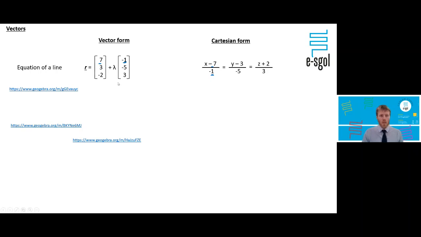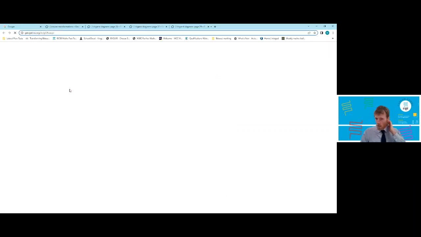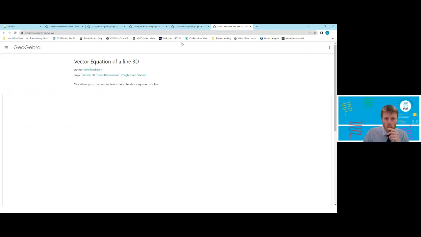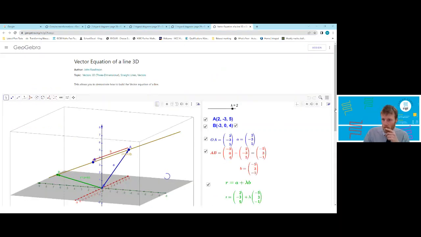How the vector equation of a line works is this vector is a single point. So you kind of jump onto the line, and that's what this is doing. This here is the direction, so that then takes you along the line in a certain direction. If we look at this GeoGebra, it shows it quite nicely. This is presented by someone else.